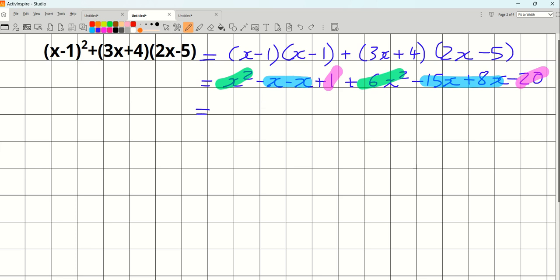We start with x squared and 6x squared. This gives me 7x squared. I move on to my x's. We have minus x minus x. This is minus 2x. And then minus 2x minus 15x is going to be minus 17x. And minus 17x plus 8x leaves me with minus 9x. Last part, we have just the constant to deal with. It is plus 1 minus 20, and that is just a minus 19. This is it in regards to the first example.